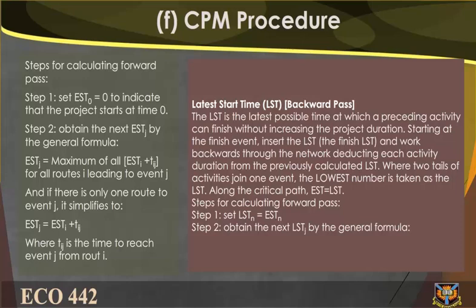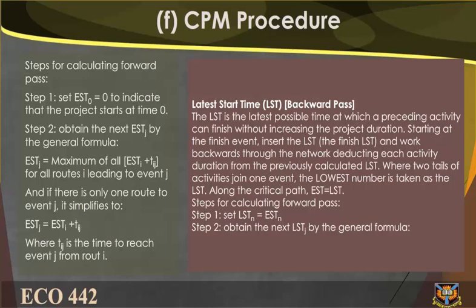Latest start time (LST), backward pass. The LST is the latest possible time at which a preceding activity can finish without increasing the project's duration. Starting at the finish event, insert the LST, the finish LST, and work backwards through the network, deducting each activity duration from the previously calculated LST. Where two tails of activities join one event, the lowest number is taken as the LST. Along the critical path, EST equals LST.